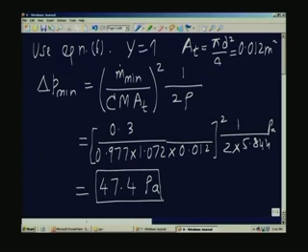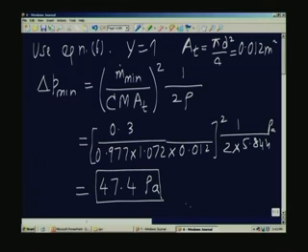That whole square divided by 1 over 2 into 5.844. This is the density of the fluid. So you get 47.4 pascals. This is the pressure head, which is the pressure difference across the Venturi for the minimum mass flow rate.